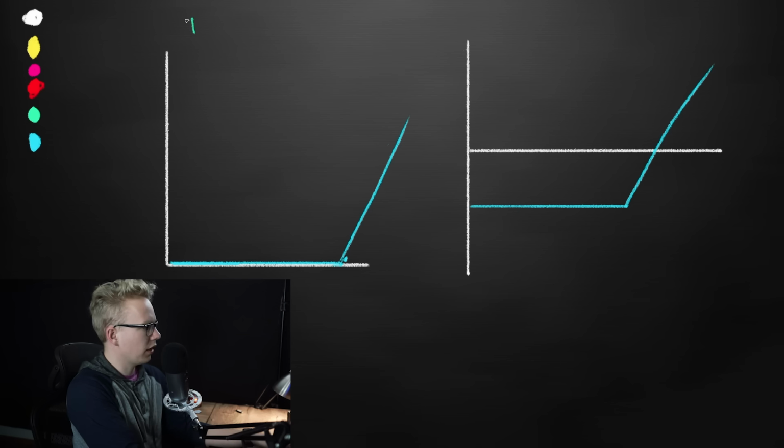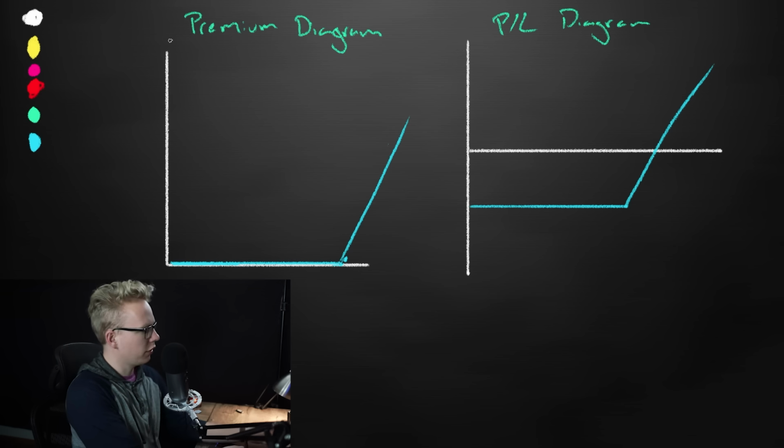On the left here, we have a premium diagram. It's a diagram of premium. It's not a very fancy diagram. And on the right, we have a profit loss diagram. On the left side, the y-axis is going to be premium, and we're talking about calls. So it's going to be call premium, denoted as C. And on the x-axis, we have stock price, which we'll denote as S sub 0.